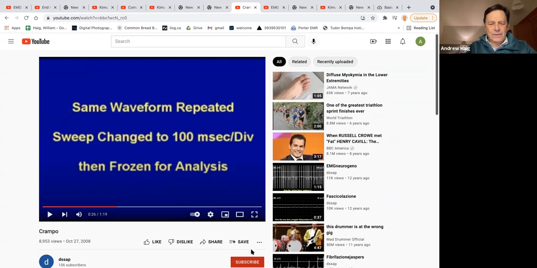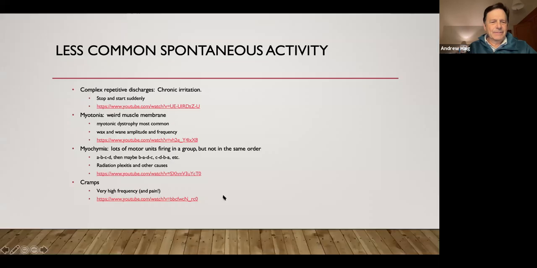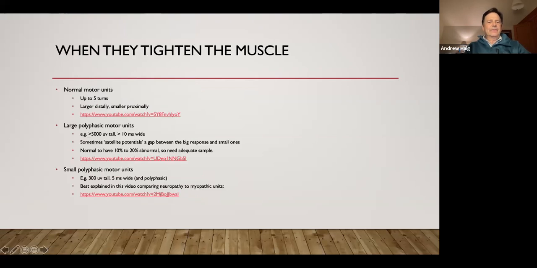Going back to our slideshow, which is over here. There we go. So those are our spontaneous activities, right? Let's go down to MUAPs. So a normal MUAP can turn down, up, back down, up to five turns, okay?